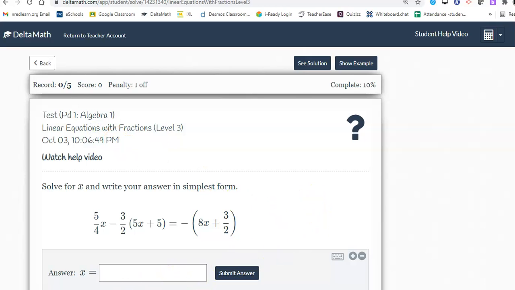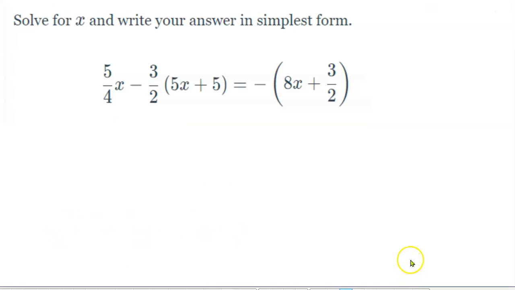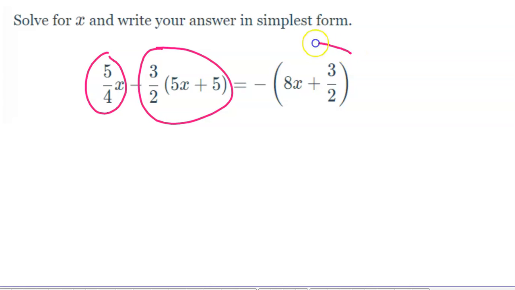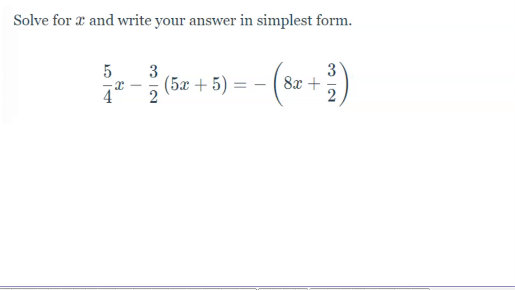Again, same technique, but this time we have more than one fraction. So pay attention carefully to which fractions I'm taking a look at here. So let's see. This is a term. This is a term. This is a term. And this one has a denominator of 4, of 2, and 2. So I'm looking at all of those denominators, and the least common multiple is 4. So I'm going to multiply this entire side, or each term, right? Remember, that's a whole term, by 4.